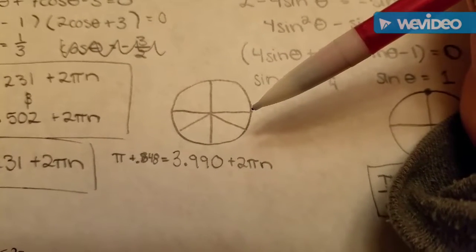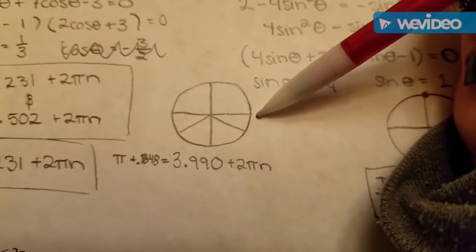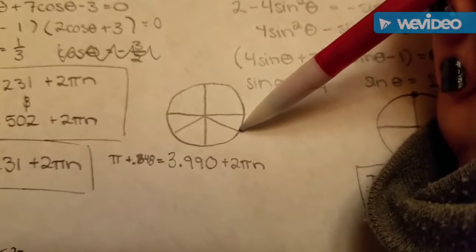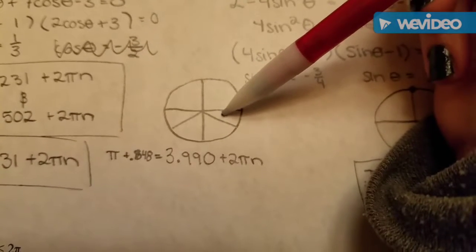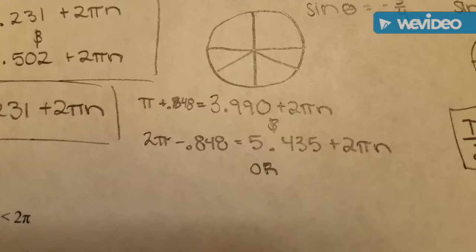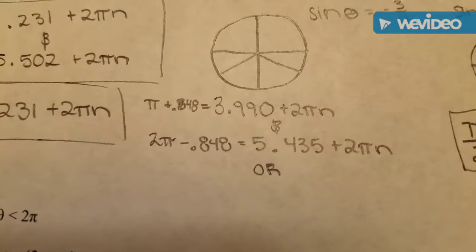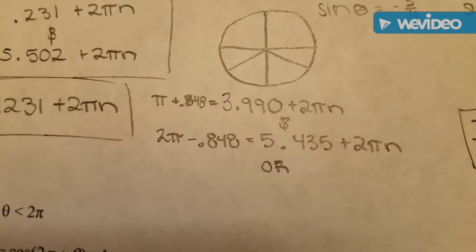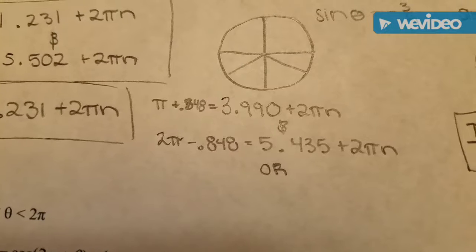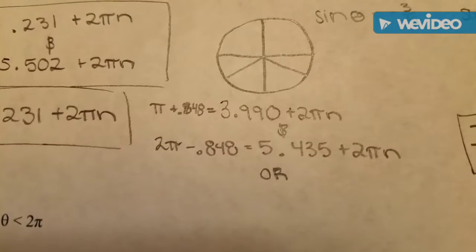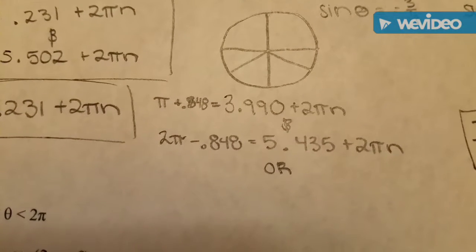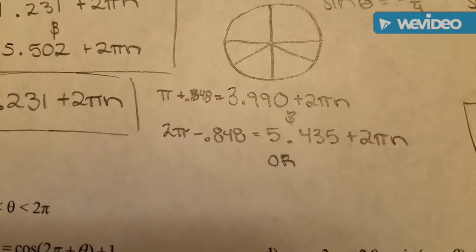For the other side, for quadrant 4, we're taking 2 pi, and we're going to subtract this angle to get our angle right here. So our angle in quadrant 4 is going to look like 5.435 plus 2 pi n after we subtract the 0.848 from 2 pi. But since there's no domain restriction in this problem, we could actually just leave that fourth quadrant value as negative 0.848 if we want to.